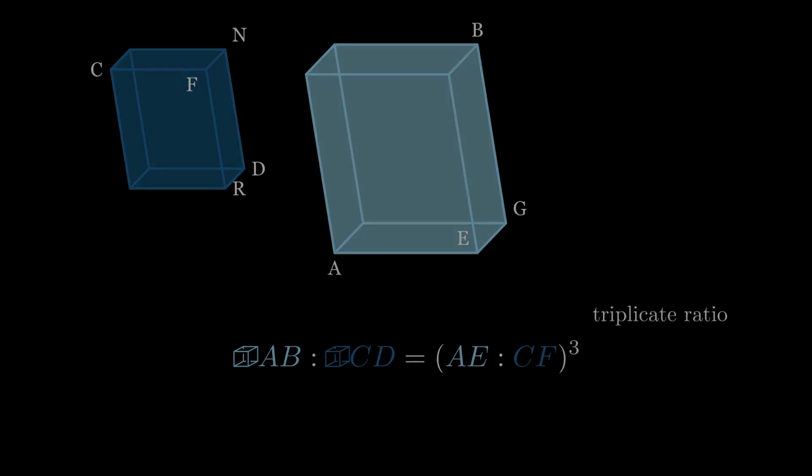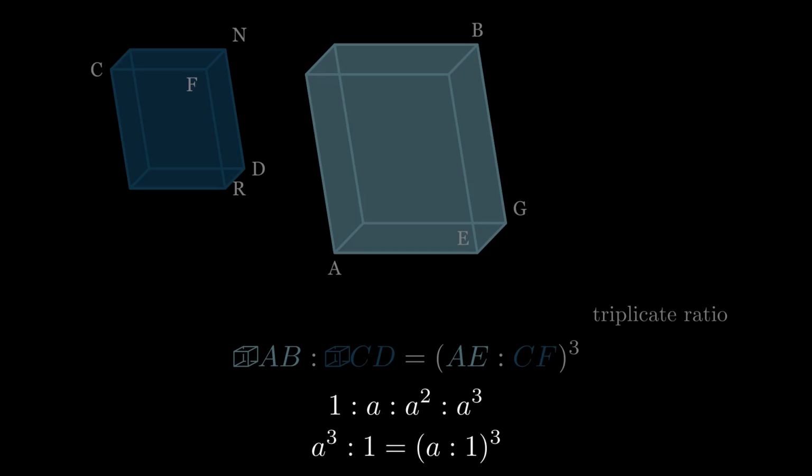To review triplicate ratios, we have four numbers in continued ratio, like 1 to a squared to a cubed, and we say that a cubed to 1, the fourth to the first, is in the triplicate ratio of a to 1, the second to the first, because a over 1 cubed is equal to a cubed over 1. So the ratio describes volume.